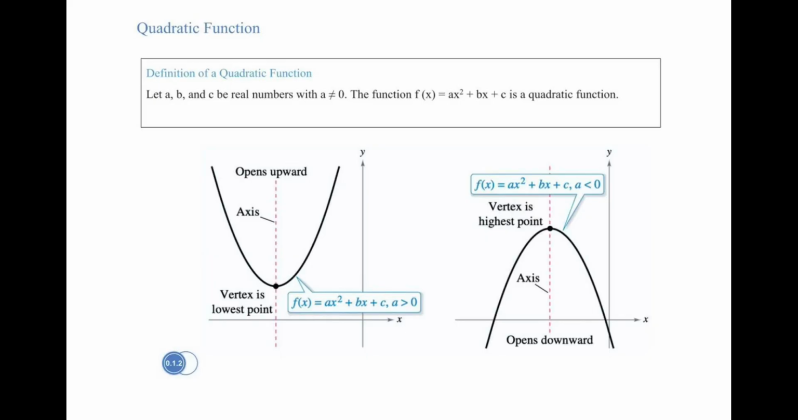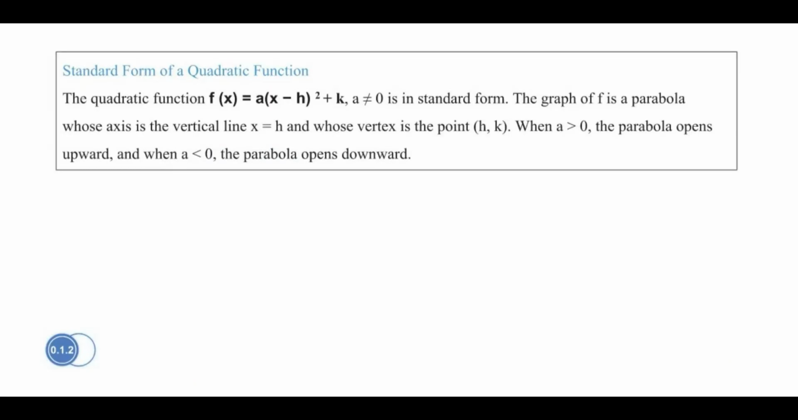Second function, quadratic function. f(x) equals ax squared plus bx plus c. As you can see from the graph, if the parabola opens upward, then a is bigger than 0 and the vertex is the lowest point. If it opens downwards, then a is smaller than 0 and the vertex is the highest point. There is a standard form for the quadratic function, easier to find the vertex, written as f(x) equals a times x minus h squared plus k.